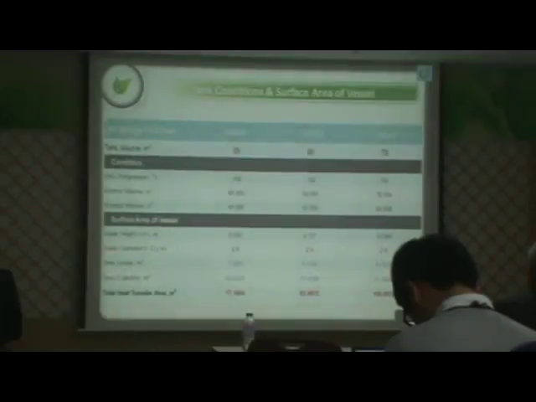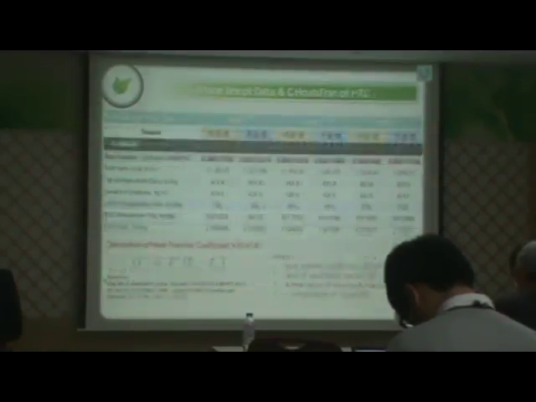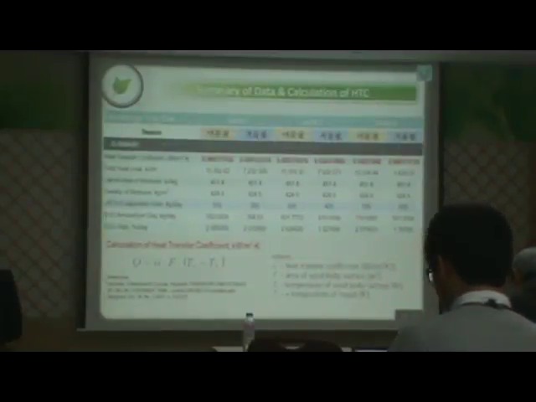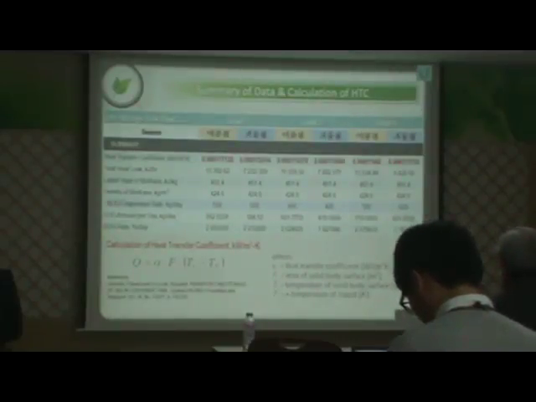These are the tank conditions and surface area of vessels for each case. And then these are the surface temperature and heat transfer rate for each case for summer and for winter. And this is the summary of data and calculation of the heat transfer coefficient. So we use this equation to calculate the heat transfer coefficient using the previous values.